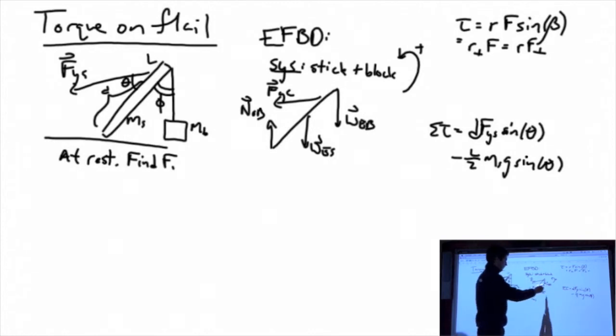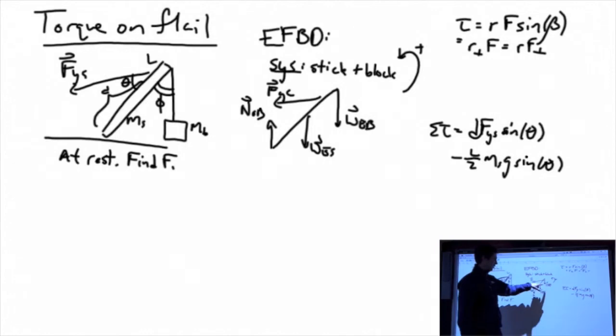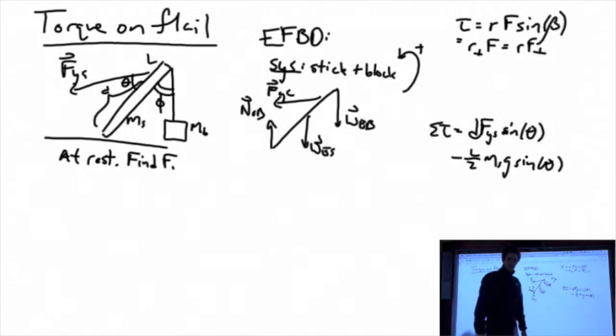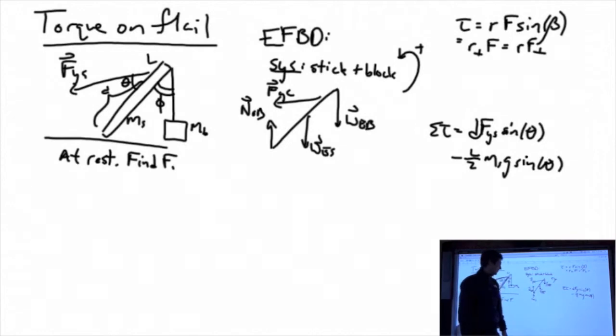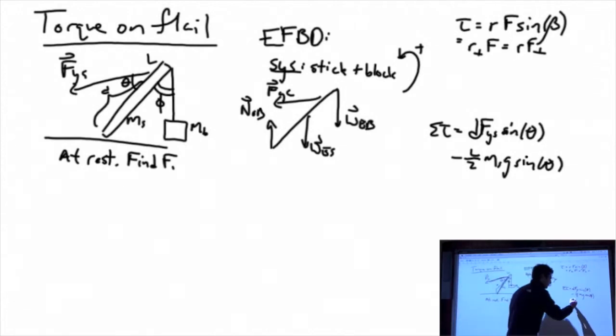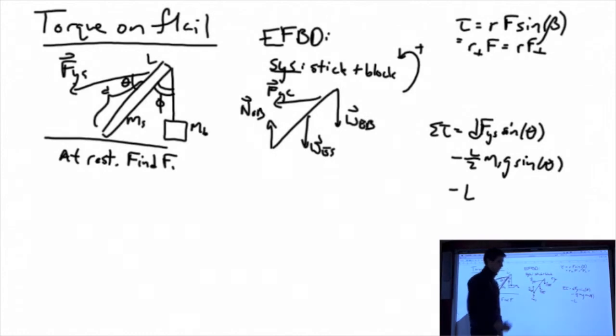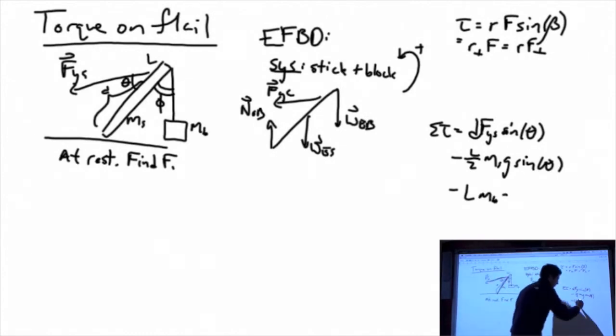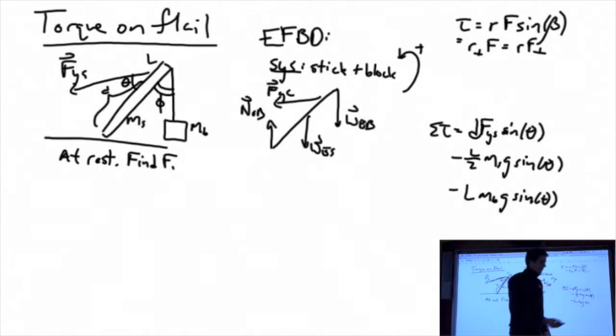And then last but not least, we have this one, the weight of the earth on the block. Notice I made my system the stick and the block, so I can say that the weight of the earth on the block is acting here, because the block is in my system. We'll do this exactly the same way as the previous two. The distance away is L, the full length of the stick. The magnitude of the force is mbg, and then we pick out the same sine of phi term.